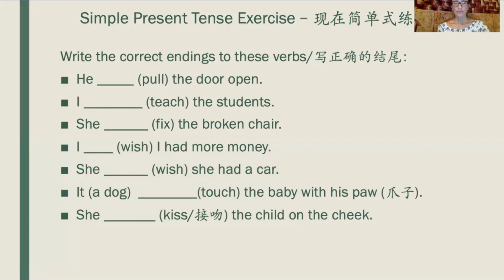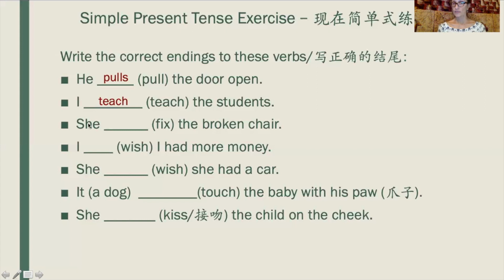Okay, I hope you paused and I hope you tried. So he, this is going to end in S. How do we make it end in S? Oh, here we go. He pulls the door open. It's a simple verb, straightforward. You just add S. I teach the students. What should it be? Well, it's I, it's not he, she, or it. So it's I teach the students.